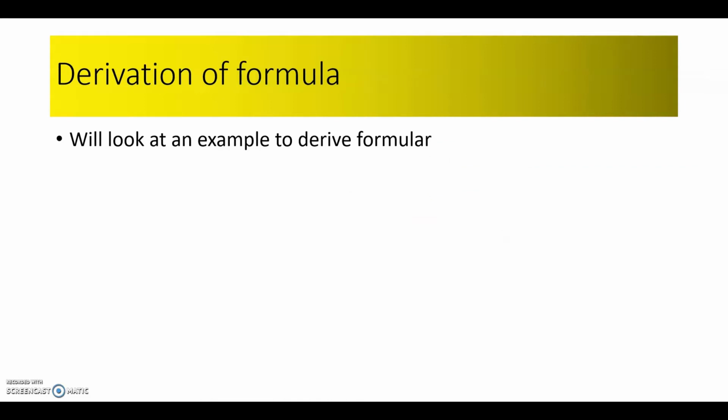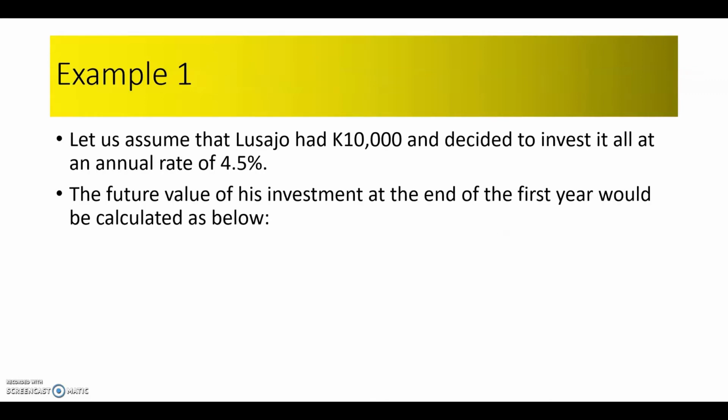Now we're going to look at how you derive the formula. So we're going to look at an example. This is the example we're going to look at. It says, let us assume that Lusaggio had 10,000 kwacha and decided to invest it all at an annual rate of 4.5%.